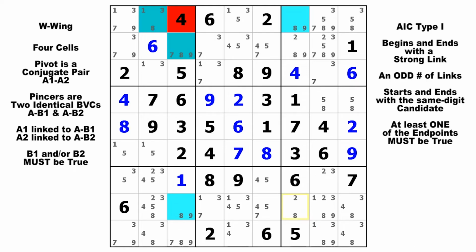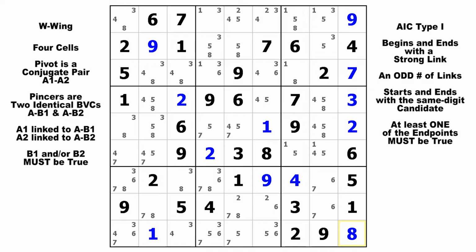All right, next one. All right, this time the conjugate pair is in the same chute with the pincers, and the conjugate pair is on candidate 5 here in column 6. The two pincers are 7, 5, and 7, 5. So candidate 7 is our candidate B, and we start here, and that's a strong link, a weak link, a strong link, a weak link, and a strong link. So any other candidate 7 that can see both of those 7s will be false, and again we have 3 eliminations. 1, 2, 3. All right, next one.